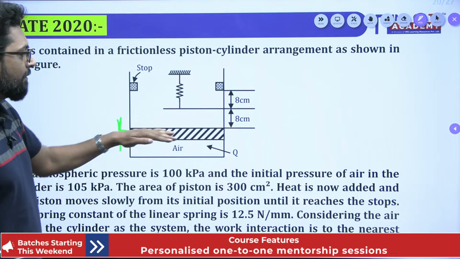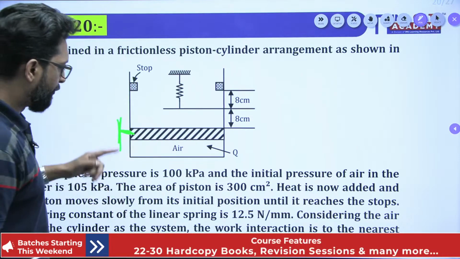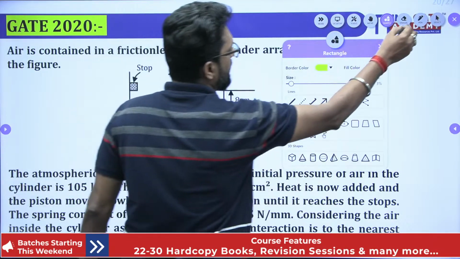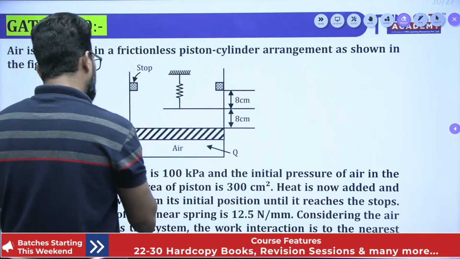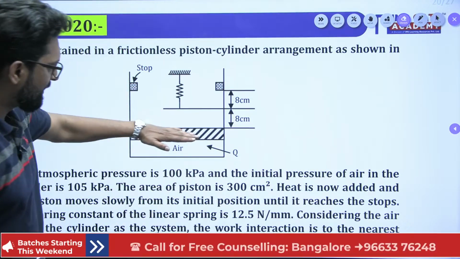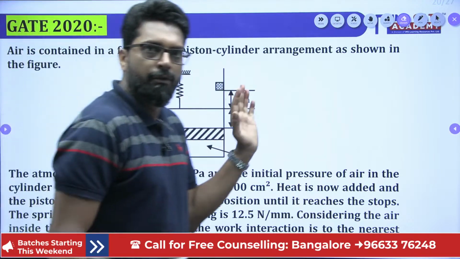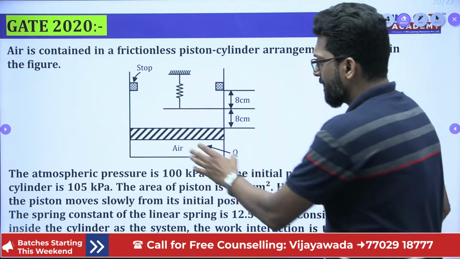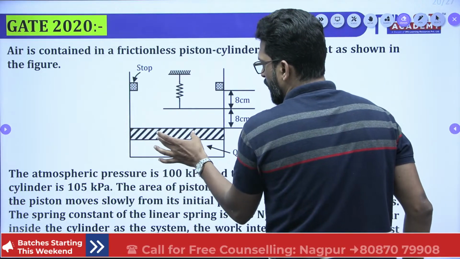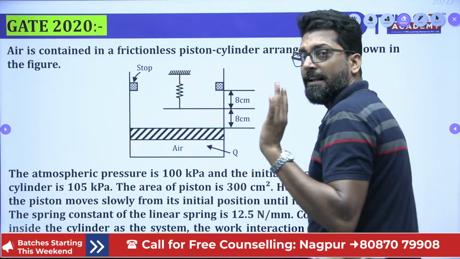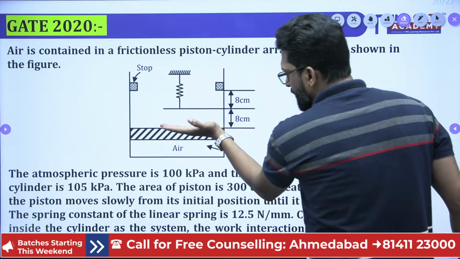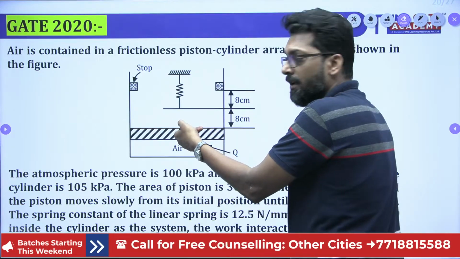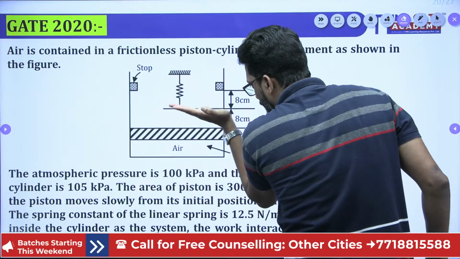But in this case, they are freely resting on the stop. What does it mean? Why is it free? First think about the figure. First observe the figure. What is in the figure? There is a piston, a cylinder. There is a piston, that means weight is there. There is a stop. There is a spring. And the piston is in a floating condition.